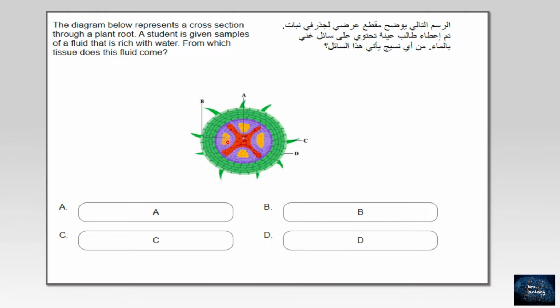B, actually, it's the phloem. C, it's the root hair. And D, the epidermis. So the right answer here is A.